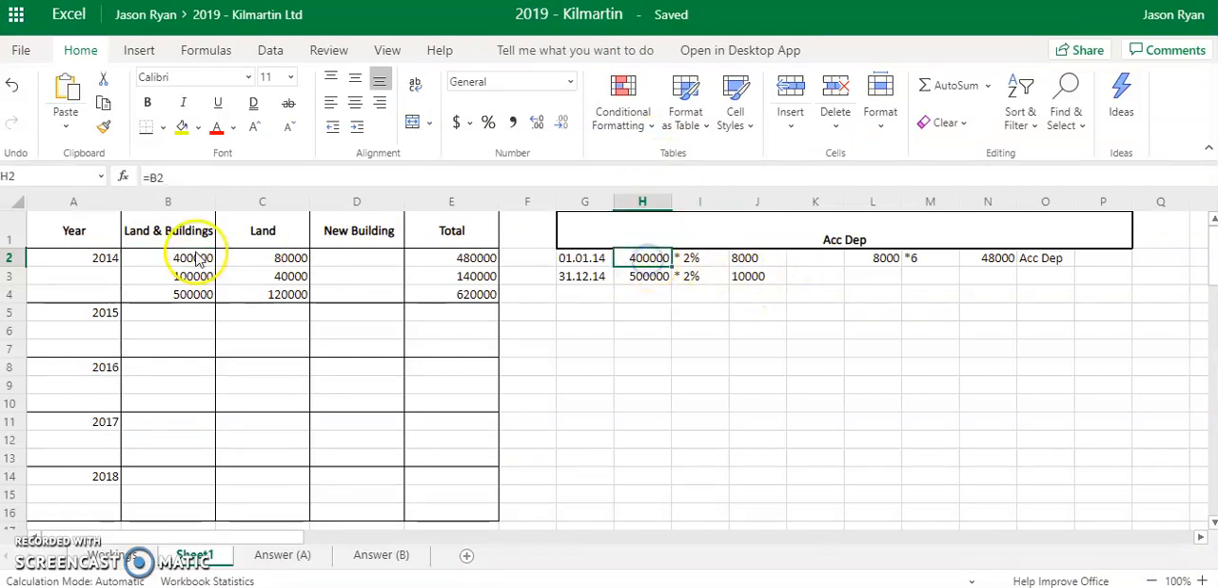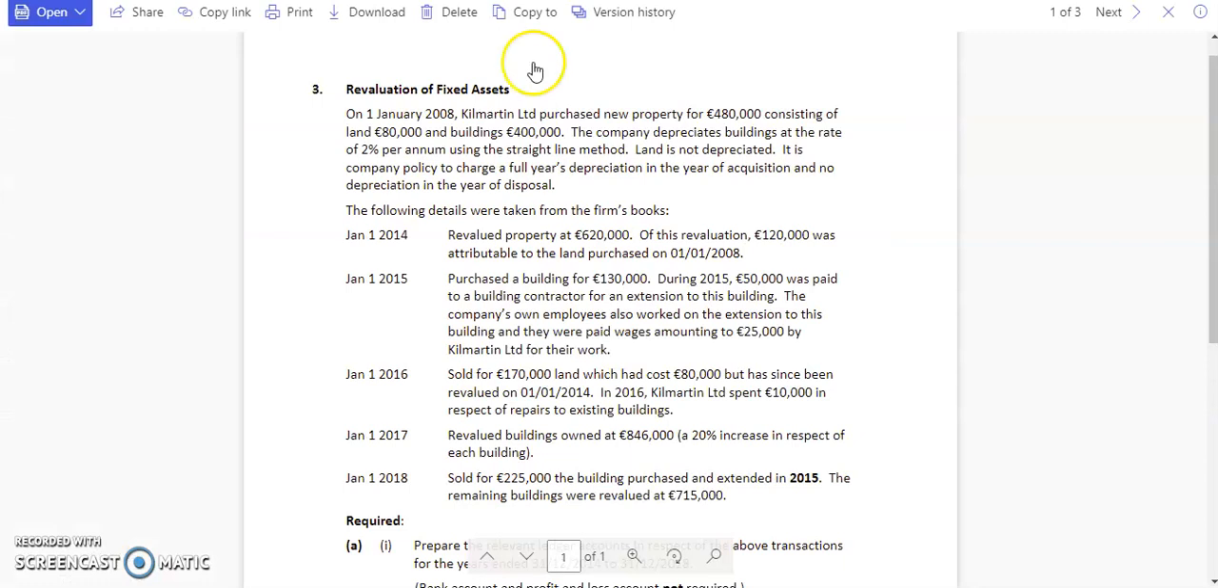So when we take the 400,000 and multiply by 2%, we're going to get 8,000. That 8,000 we're going to multiply by 6, and that's going to be the opening balance in your accumulated depreciation. The next one then at the end, we have 500,000 multiplied by 2%, and that's going to be the depreciation for this year, which is 10,000. Then we move on to the next one.